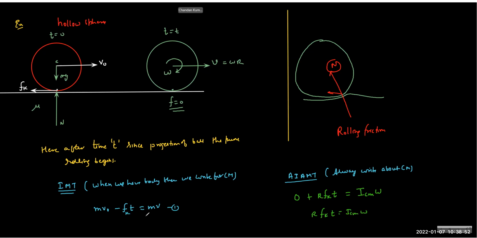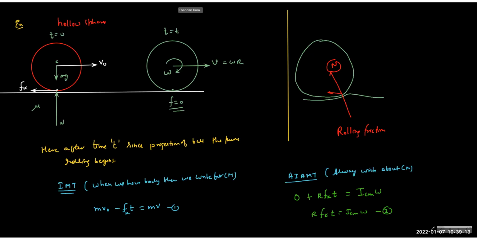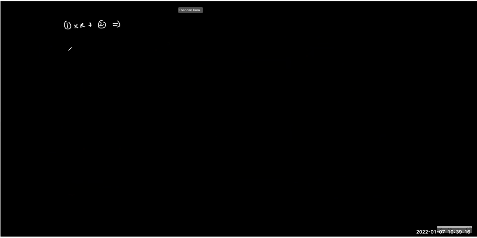So if you multiply the first equation with R and add equation 2, what you get is exactly called the conservation of angular momentum. So 1 into R plus 2 implies, if you want to do it that way, or if you want to substitute, it's up to you. So (m v naught minus f k t) whole into R is equal to m v R. And f k t into R is equal to I CM of the disk into omega.